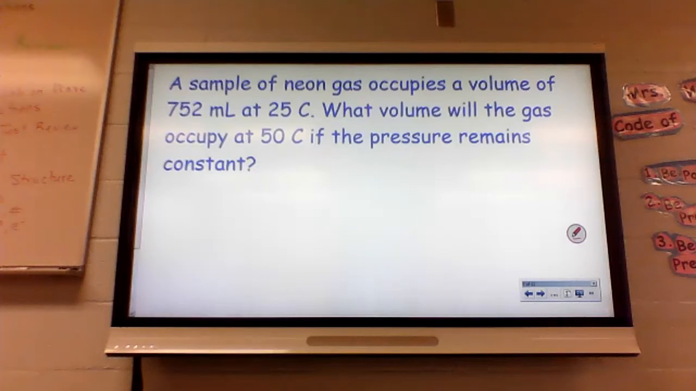Does it matter what we put for 2-1 or 2-2? They have to be paired correctly. All right, are we caught up?